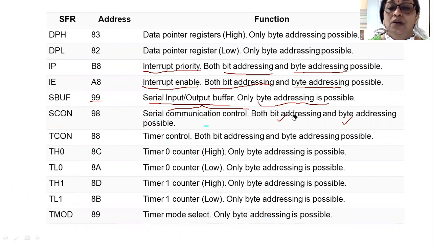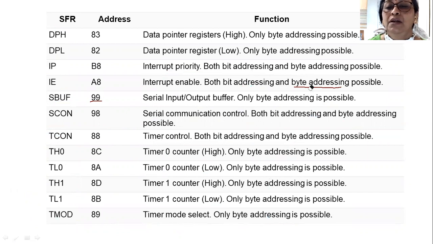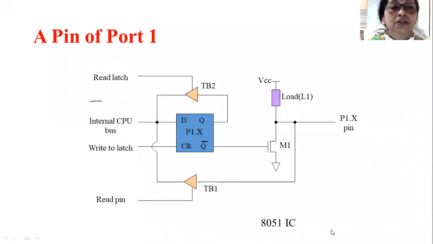So in this particular point, in special function registers, you must know the functioning of each and every register, as far as your examination is concerned. Okay, now let us move to what is called the structure of a port. Now we will be coming back to the port.